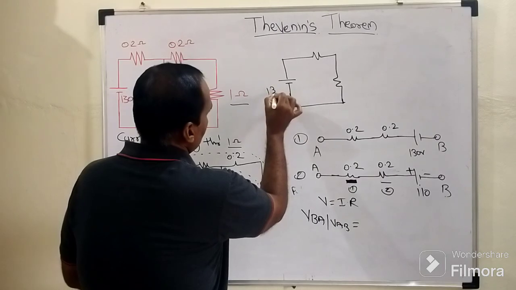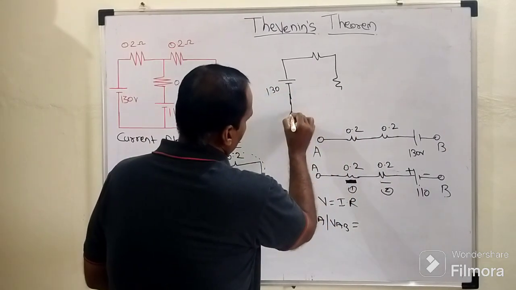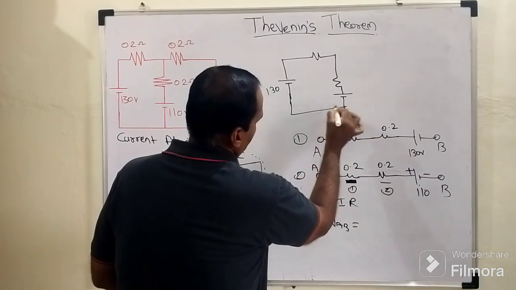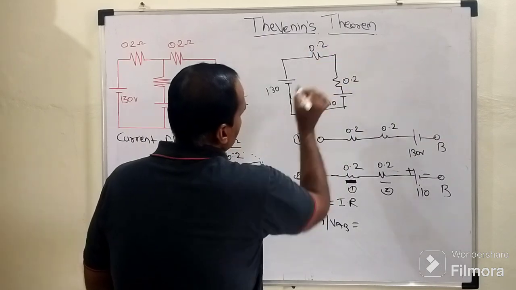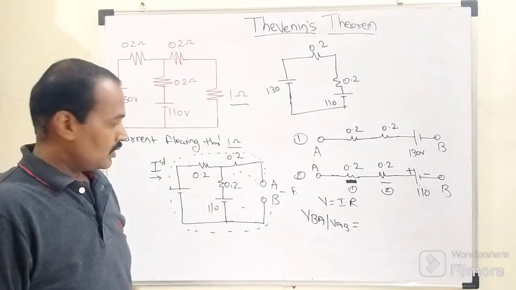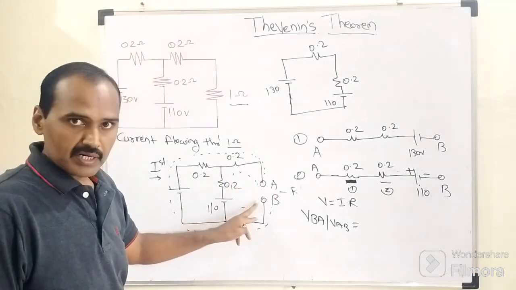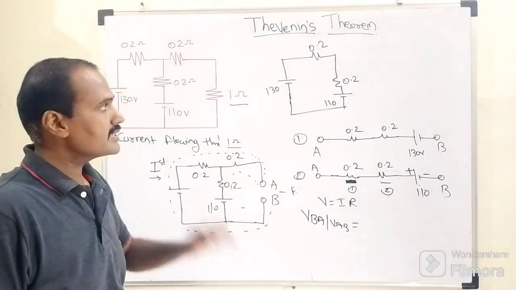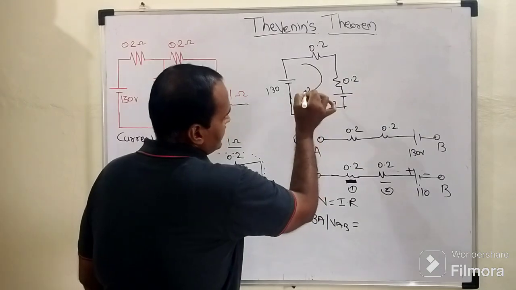This is the battery of 130 volt. Here we also have one more battery, 110 volt, and this is 0.2, this is 0.2. So this is how that circuit will look like. The lateral part is virtually removed because there will be no current flow through this 0.2 ohm resistor, because these two terminals are the open circuit terminals. Then as far as this circuit is concerned, it is purely a series circuit.